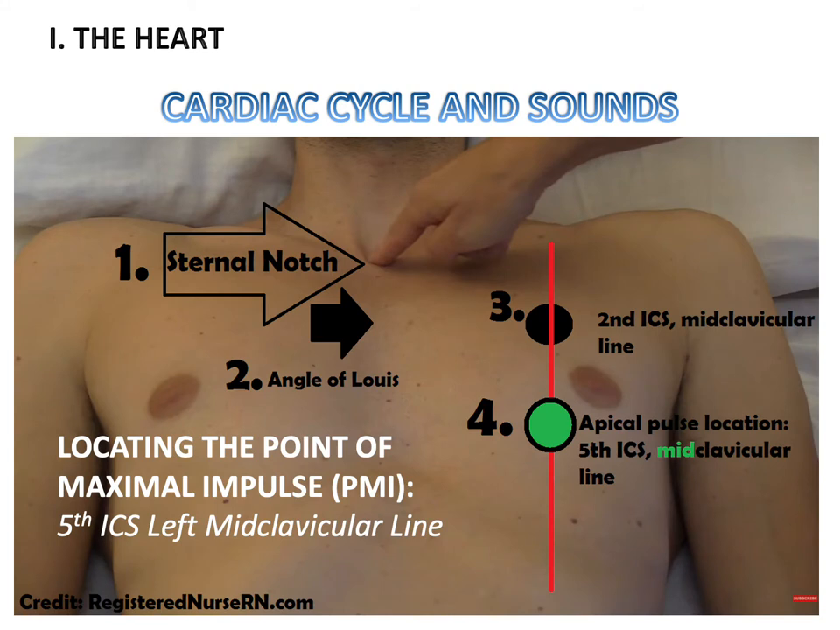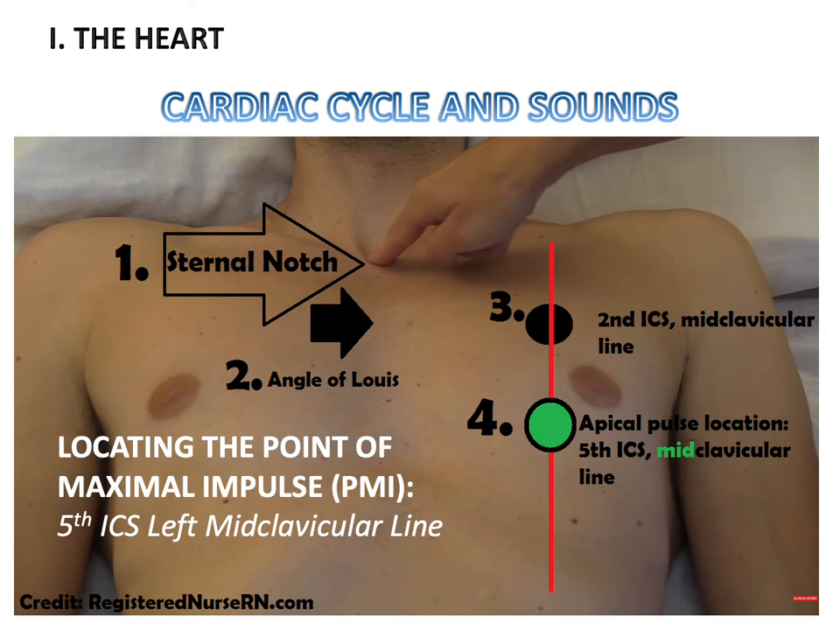When one is listening to the heart sounds via auscultation using a stethoscope, it is important to consider that we should place the diaphragm of the stethoscope at the point of maximum impulse. That's the fifth ICS left midclavicular line. How do we locate that? First is to identify the sternal notch, and then slide the finger down.